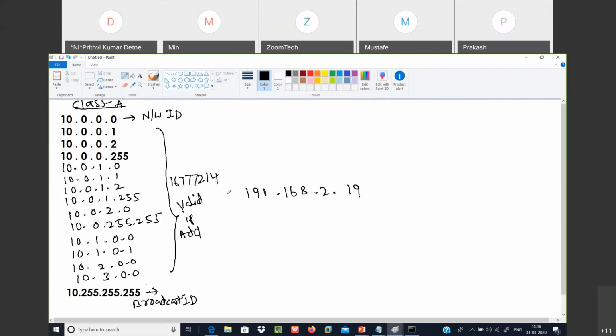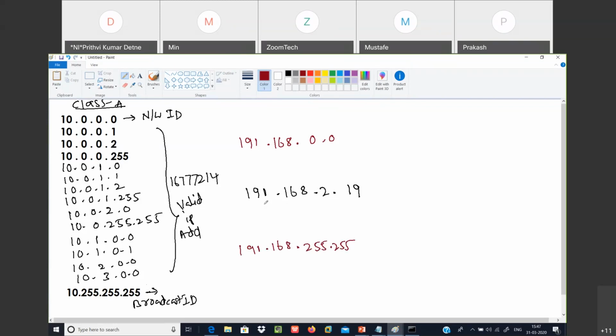Why? Because it's a class B. 191 is class B. So in class B, the first two octets are the network portion and the remaining two are the host portion. So I'm writing 191.168.0.0 as the network ID. What will be the broadcast ID, guys? 191.168.255.255 is the broadcast ID. Perfect.